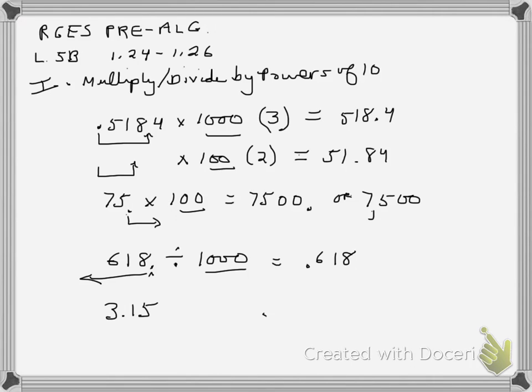If I had 3.15 and I wanted to divide by, let's say, 100, I need to move my decimal place over 2 places to the left to divide, meaning to make a smaller number, so now I get 0.0315. And that's all there is to that.